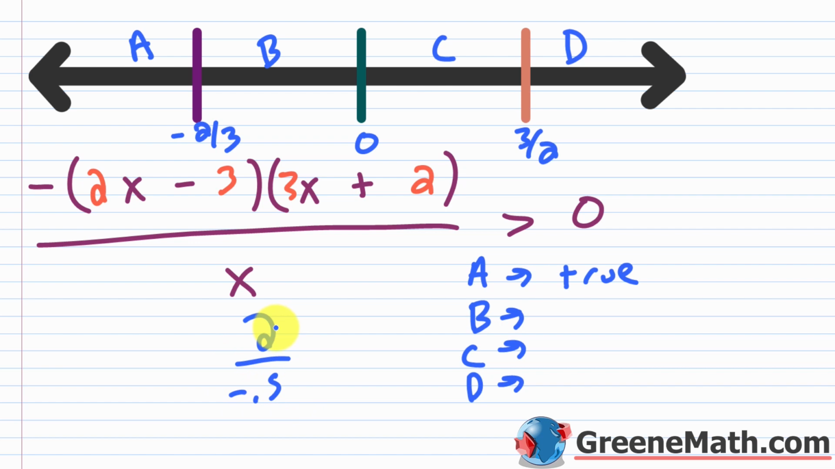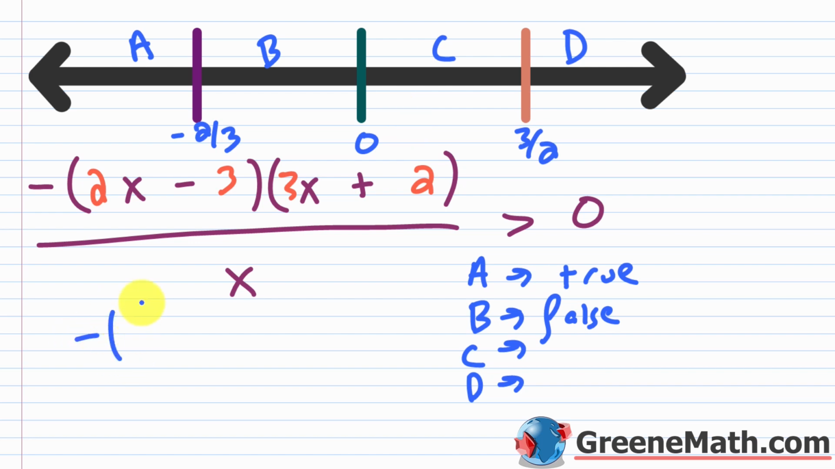Now, this is positive over negative. That's going to be a negative, and it's not greater than 0. So you can just put that this is false. If you wanted to do the division, 2 divided by negative 0.5, that's just going to be negative 4, right? So negative 4 is obviously not greater than 0. Then for C, you could pick 1.